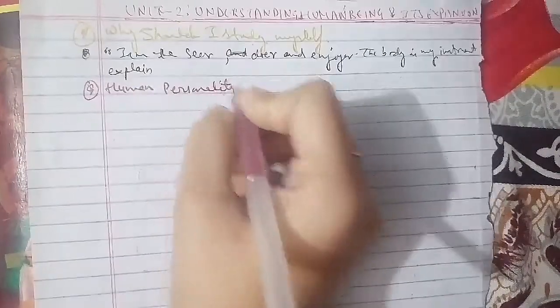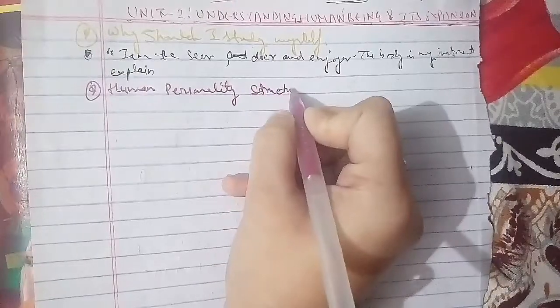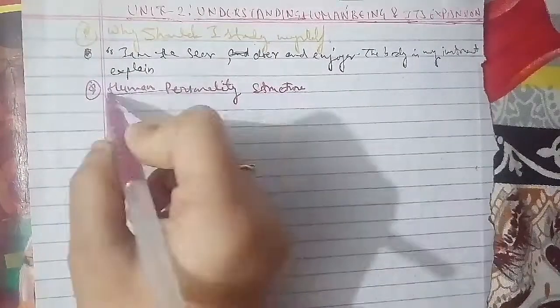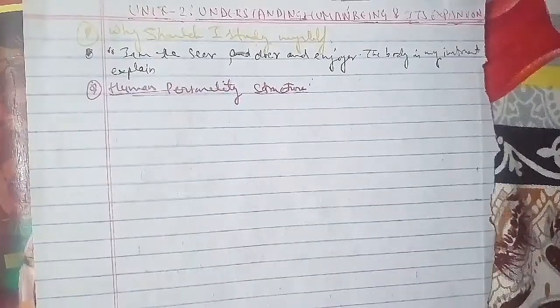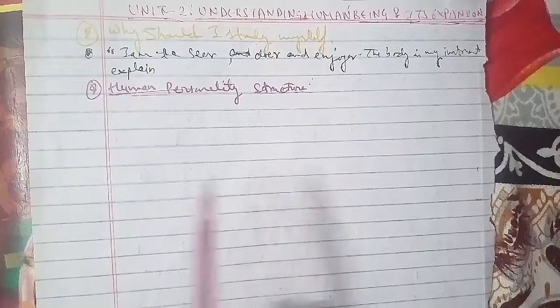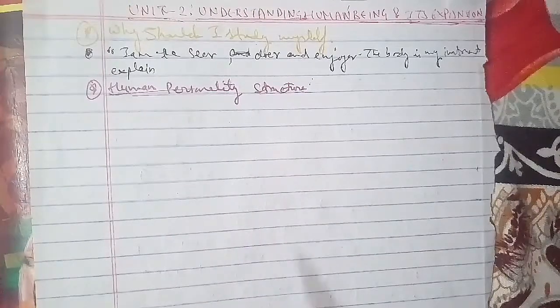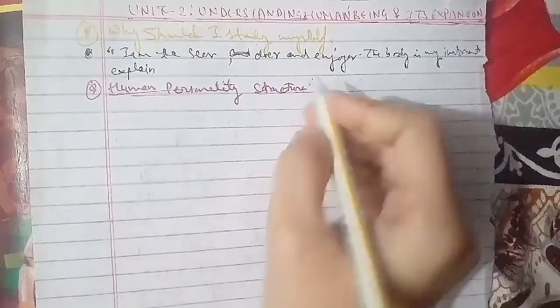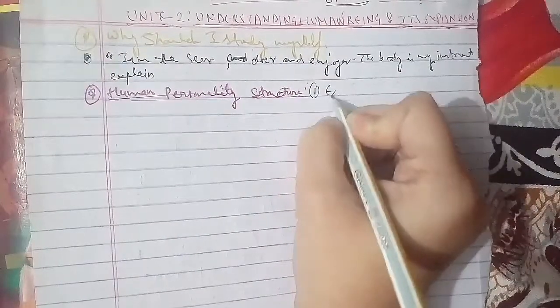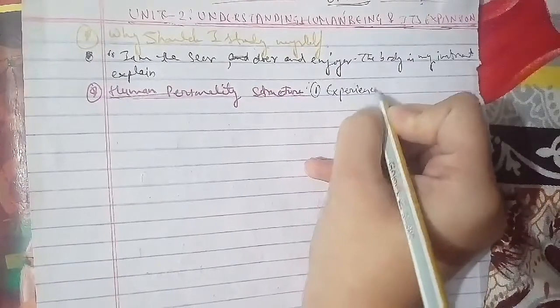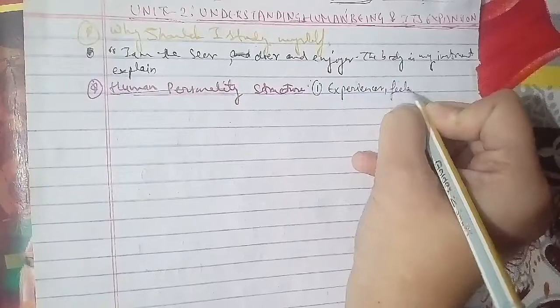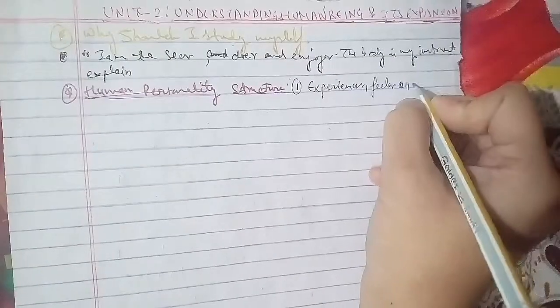The first is the experiencer, feeler, or perceiver. Second is the doer or performer. Third is the learner or knower. Okay, so in the case of the experiencer, feeler, and perceiver, this life is a series of experiences.